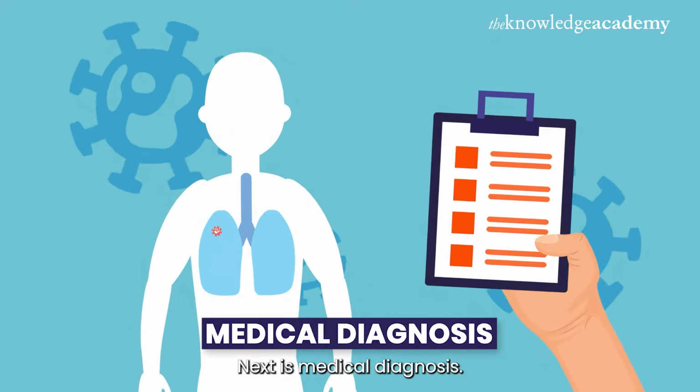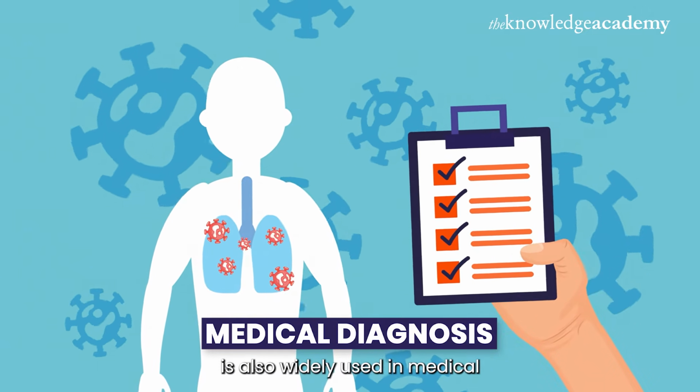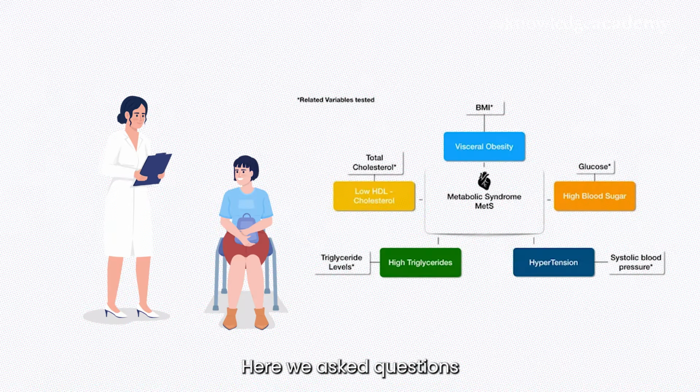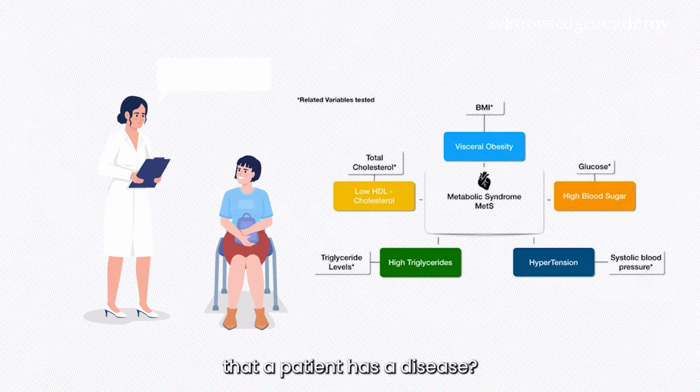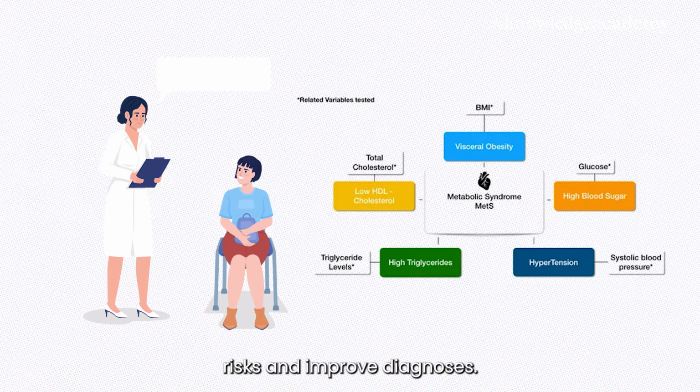Next is medical diagnosis. Conditional probability is also widely used in medical AI systems. Here we ask questions like, what's the probability that a patient has a disease given that they tested positive for a symptom? This helps doctors and AI models assess risks and improve diagnoses.